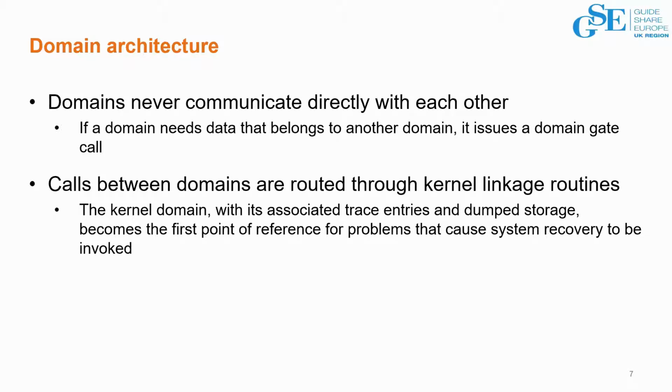So anyway, domains never communicate directly with each other. If a domain needs data from one, it's going to issue this thing called the domain gate call. Think of it as a link with a COMMAREA: pass some data to a domain, get a result back. Calls between the domains are always routed through the kernel linkage routines, which is important because that means that trace data or dump data will always show us where an application has been. Trace is really a history of where an application has been, if you have a copy of trace. But if you take a look at a physical dump in IPCS, you could look at things like the kernel stack storage, and it will show you the modules and what they called from there.